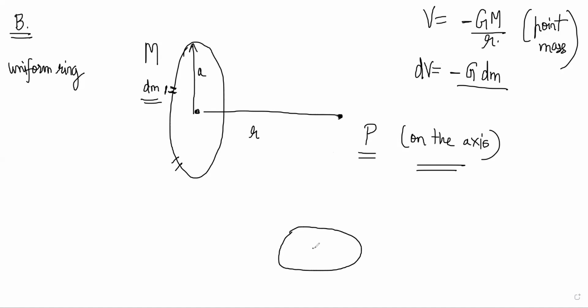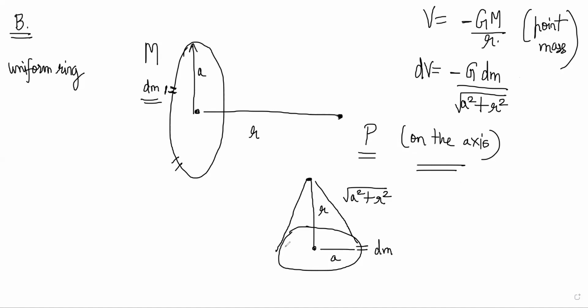Now, if you think about it, a ring is like this, a circle, and at the center there is the point here at a distance r, and the point dm was here. So this is a, this is r, so by Pythagoras theorem this is root over a squared plus r squared, right? Yes, sir. And if you realize, every point on the ring will make the same angle and will be at the same distance, right? Because the point P is on the axis, that's why.